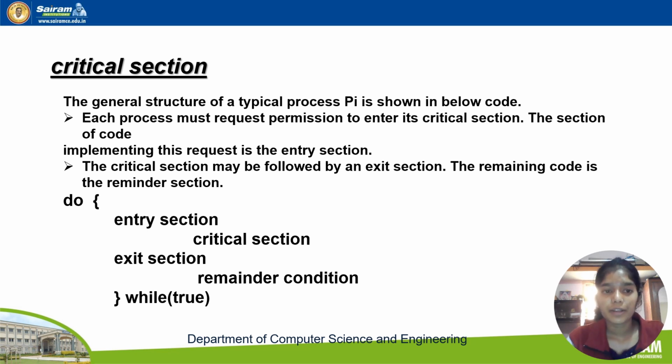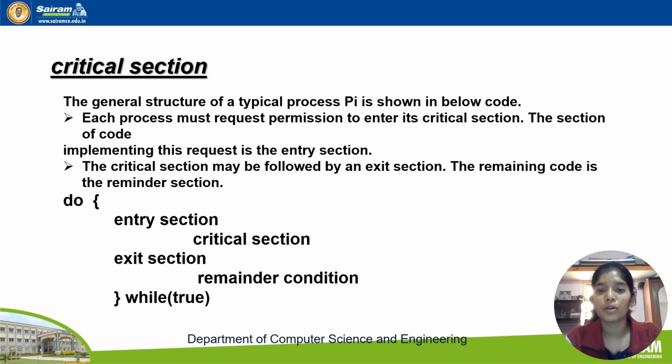In a critical section, each process must request permission to enter its critical section. So if a process should enter a section of code, it has to request permission. The section of code implementing this request is called the entry section. The process must request permission to enter its critical section, and after its permission is accepted, it proceeds.